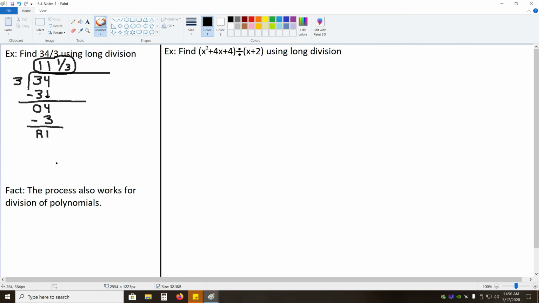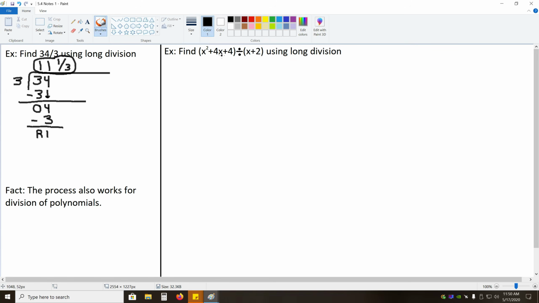Okay, this process is going to work exactly the same for division of polynomials. It's going to look a little bit different, but it will be the same exact process. Check how many times the number on the outside goes into the number on the inside, then put that number up top, multiply, subtract, repeat. So let's go ahead and try this here.